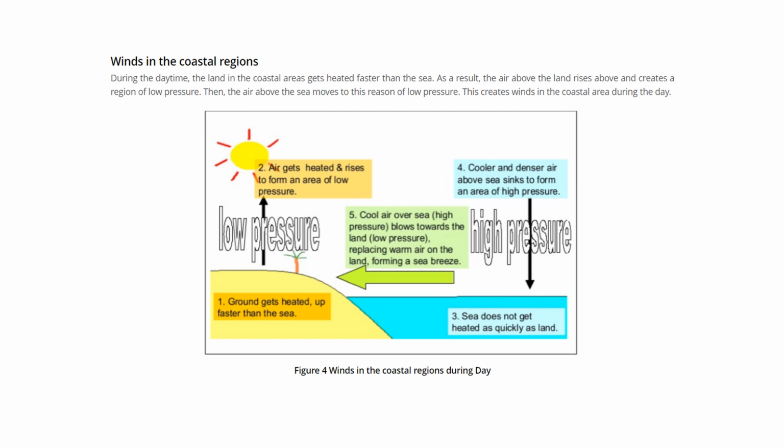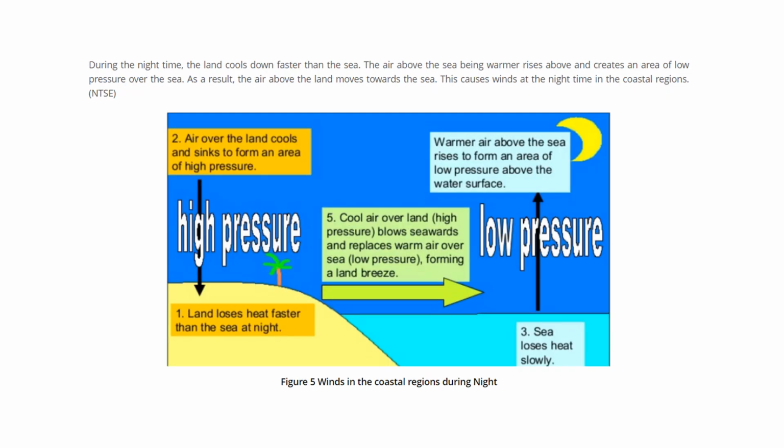So that is why there will be wind in the coastal regions during the daytime. So previously we learned about the sea breeze. Next, we will be learning about the land breeze. What happens in the land breeze is, see the first point, land loses heat faster than the sea at night. So air over the land cools and sinks to form an area of high pressure.